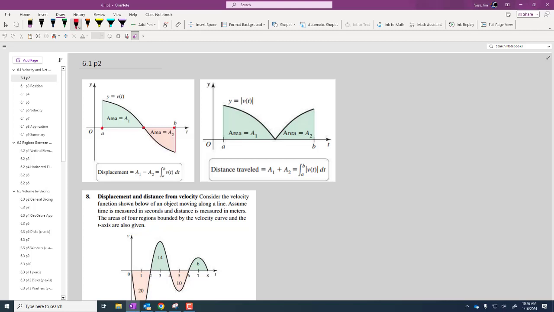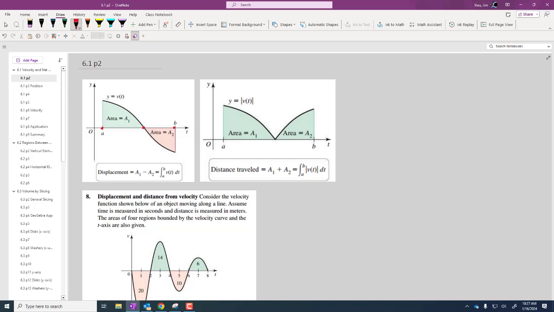When I use the word area, make sure you're thinking positive. Sometimes they'll talk about signed area, and a signed area could be negative, but if we just use the word area, it means a positive number. So this area minus this area, that will give us displacement. So the integral is automatically going to do that for us if we integrate from a to b. It's going to take all the stuff up top and subtract all the stuff below. That'll be our displacement.